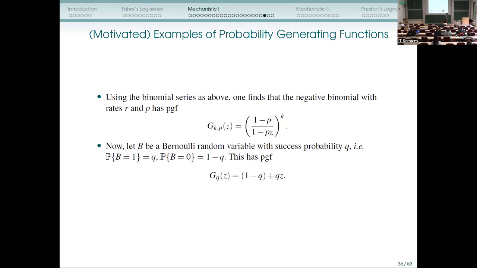And if I encode that as a probability generating function, remember, the probability that n equals 0 is encoded by z to the 0, which is 1. The probability that n equals 1, because this only has two possible states, is q, and z to the power of 1 is encoding that information.